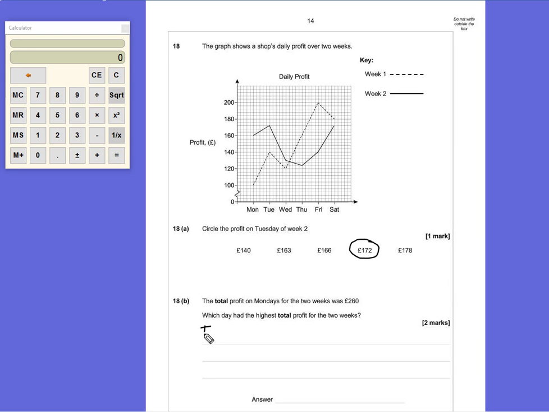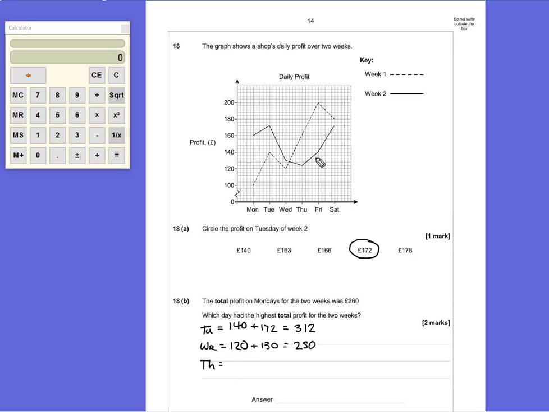If we start with Tuesday, we can see that we have this first peak at 140, and then for week 2 we've just worked out that was 172. Put that together gives you £312. Continue to do this for the rest of the week. On Wednesday we have 120 on week 1, and on week 2 this one was not very good. This looks like it's halfway, so it would be 130, giving a total profit of £250.